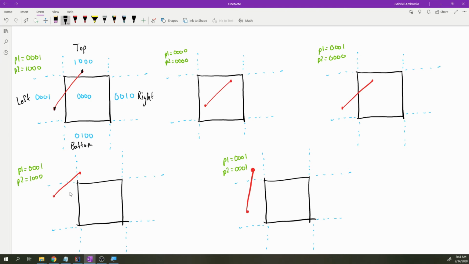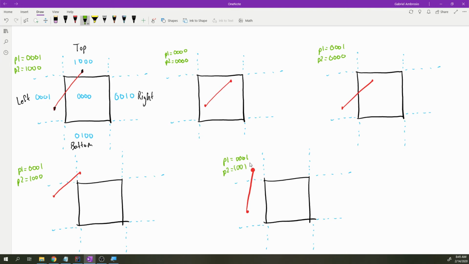Right here, we would get 0, 1, and it's exactly the same as this one. This one is a little bit different, so for P1, it's all left, and I actually had a mistake here. For P2, it is the left and the top, and so what you would do in that case is you would OR these values together, so that's 1 or 8, which would give you 1, 0, 0, 1. So that would be your left code.